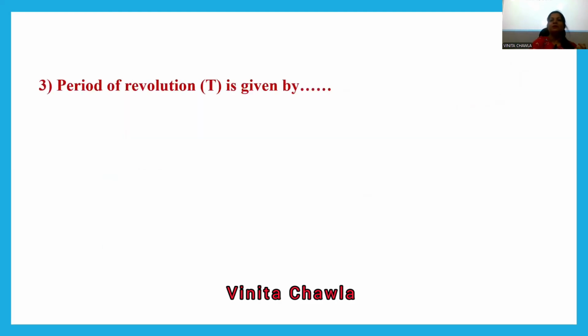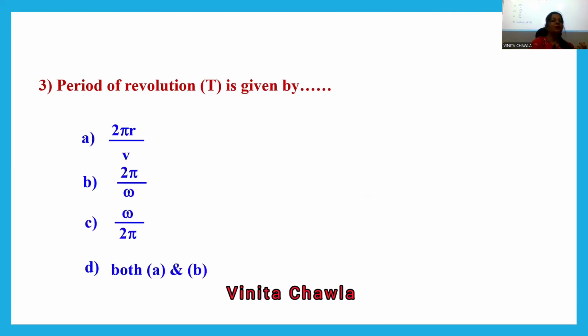Period of revolution is given by: 1, 2 pi r by v; 2 pi by omega; 3, omega by 2 pi; both A and B. Time period of revolution is both A and B. 2 pi r by v: circumference and linear velocity. और फिर v को हमने लिखा था r omega, r cancel हो गया था, and 2 pi by omega is also correct.